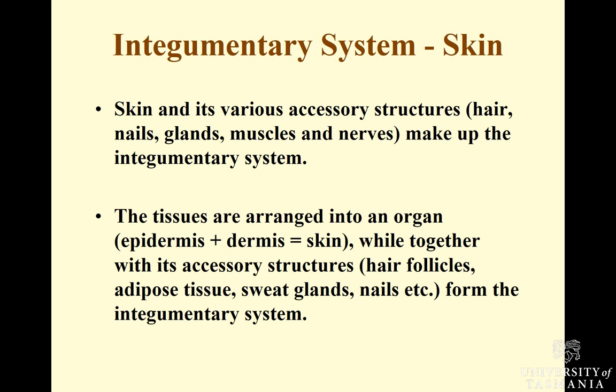So the tissues we just saw over the last few weeks are arranged into an organ. So the epidermis and dermis forms the organ known as skin. Skin's the largest organ in the human body, of course. While together with its accessory structures, those that we were mentioning before, they form the larger integumentary system.